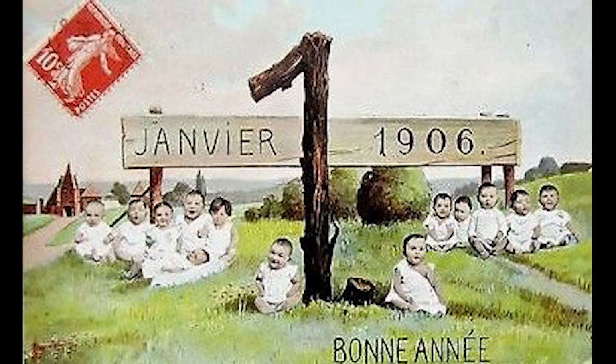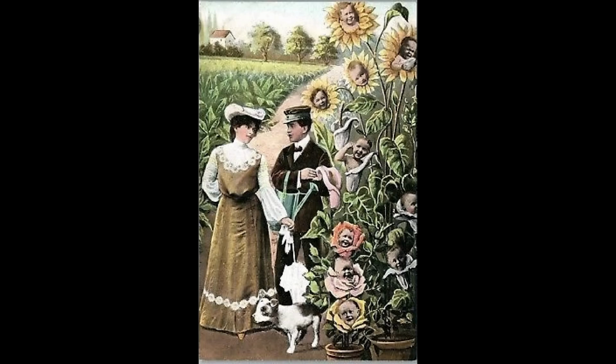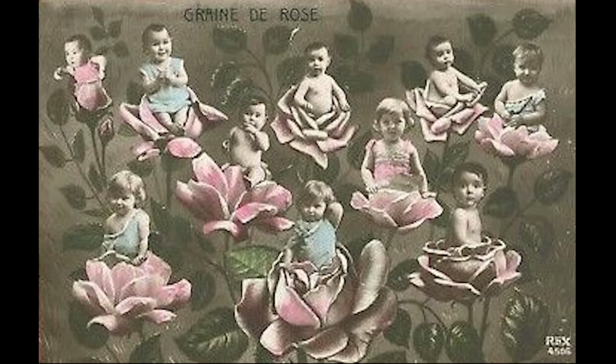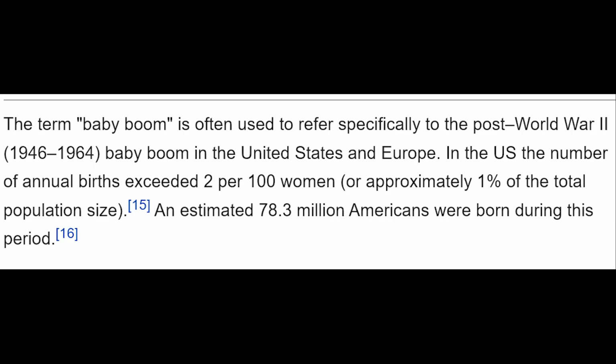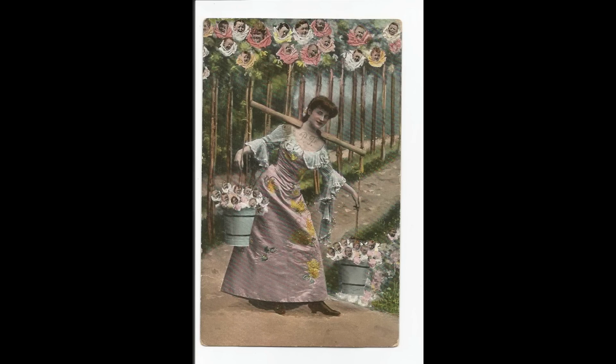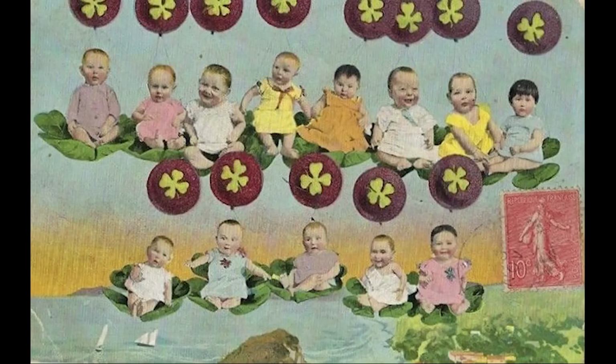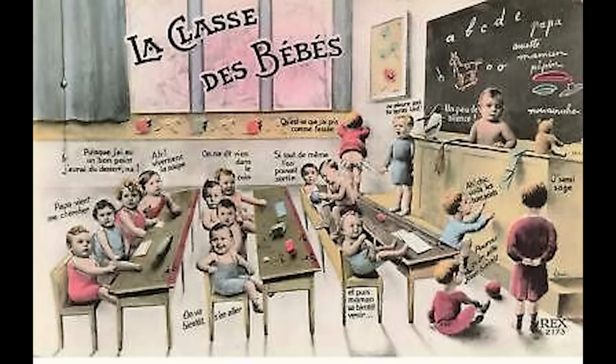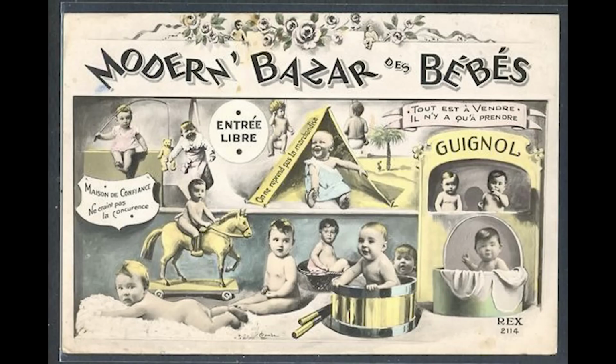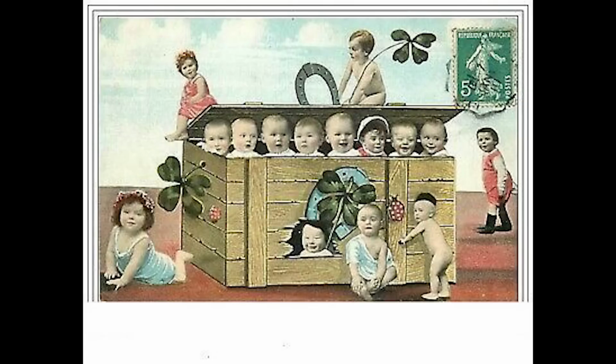The most common answer will be the baby boom. But this didn't happen until 1946 to 1964. These postcards are from 1890 to 1910. And there's really no explanation for the burst of orphans that we see being brought into the United States, or the amount of orphanages and asylums that exist that no longer seem to be necessary.